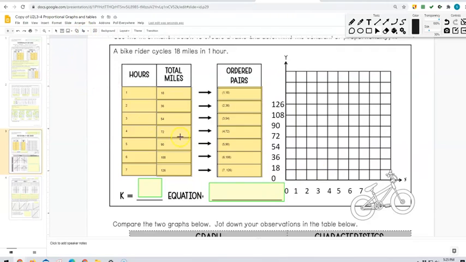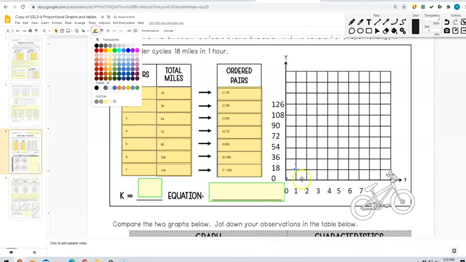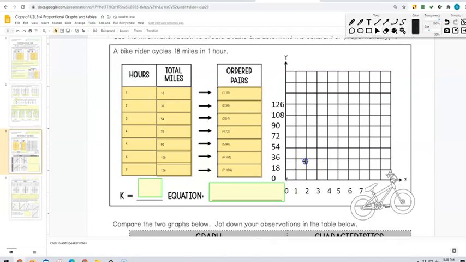So for 0 hours, you would go 0 miles, right? And then for 1 hour, you would do 18 miles. And then for 2 hours, you would do 36 miles. And you see that it exactly follows this sort of line right here, where it follows along that 45-degree line. So if we went 3 hours, it'd be 54. If we did 4 hours.